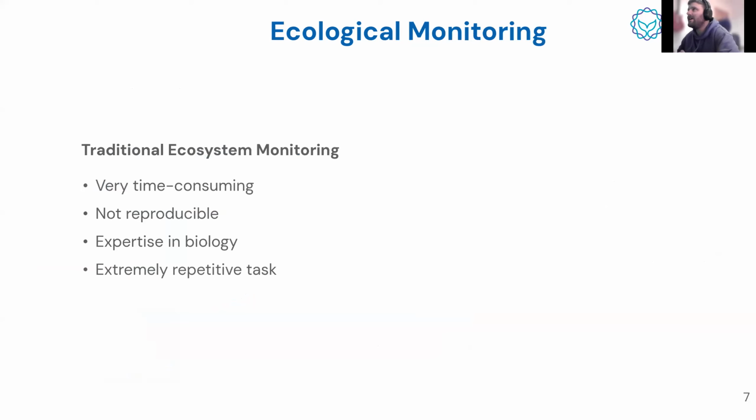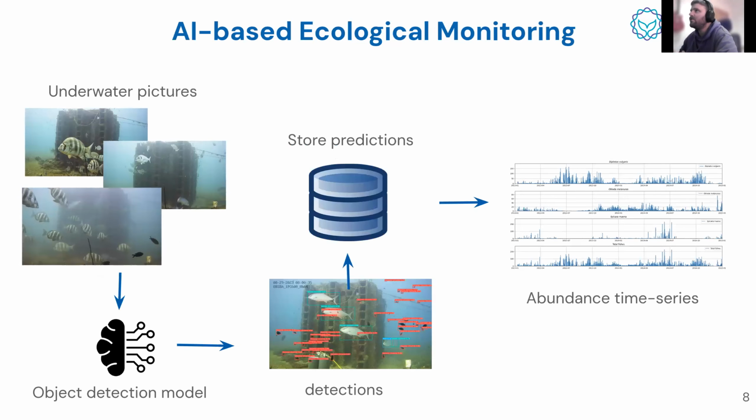For sure, this approach is very time consuming. It's not reproducible because since you are counting fish manually, maybe you disregard some of the fish, or maybe you make mistakes. Additionally, you require a lot of expertise in biology because it's not easy to identify species. For instance, I have electronical background, so for me, all fish look the same. So you really need experts to say which kind of species it is, and it's very repetitive, extremely repetitive. Imagine that you have to count fish in, let's say, 20,000 images.